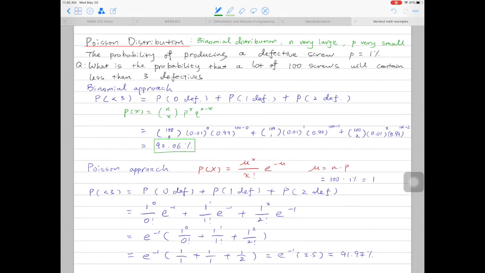If we compare the results from the binomial approach and the Poisson approach, in the first case, the probability is 92.06%. In the second case, it's 91.97%. So these two values are very close, and the Poisson approach can be used as an approximation when in the binomial distribution n is very large, p is very small. In the next video, we'll do one more example on Poisson distribution. Assume n, the sample size, is infinity.